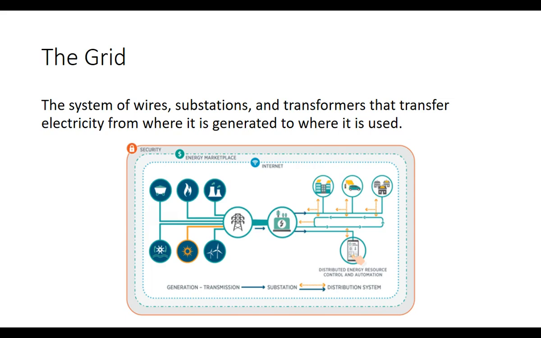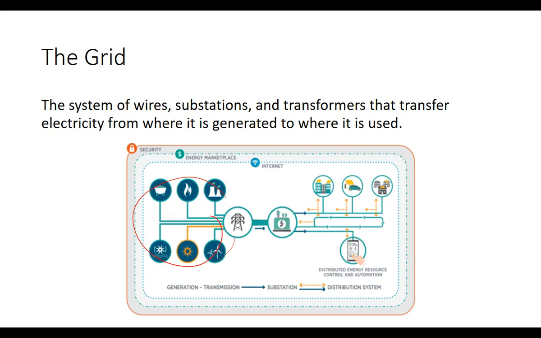You've probably heard someone talk about the grid. So the grid is simply wires, substations, and transformers that transfer electricity from where it's generated to where it's used. Though that is a complicated system, it's just the transportation of electricity from one place to another. Whether you're using some sort of big power system like coal, natural gas, nuclear, or hydro, solar, wind, any one of those types of power, you're just basically transporting that to wherever it's being used.